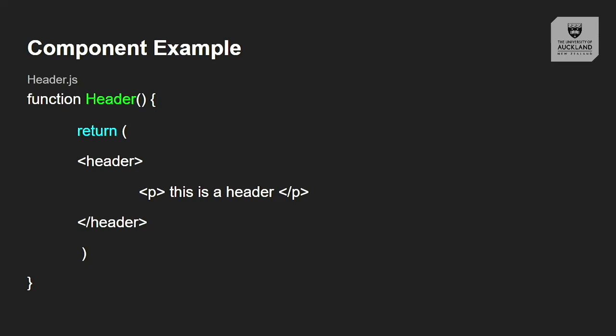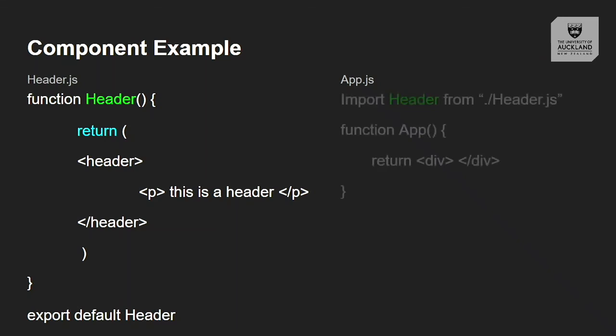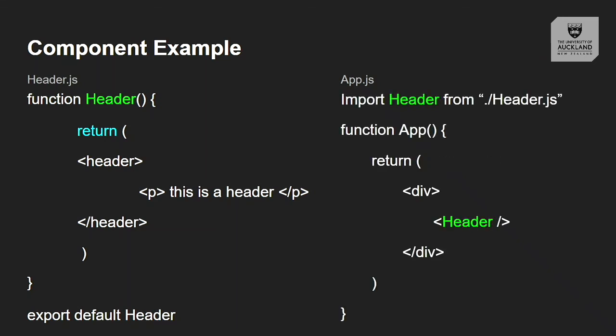And so this is a component. It returns some JSX. And then if we want to use this component in another place, we first export it. So export default header. This will export our header component for use. And then in another file, such as app.js, we can import that header and use it like any other HTML tag, like so.